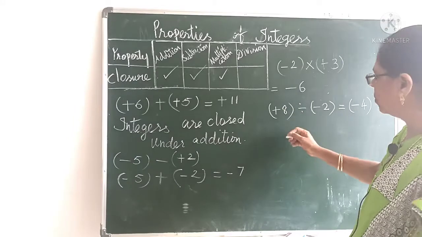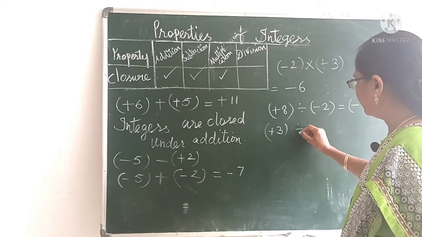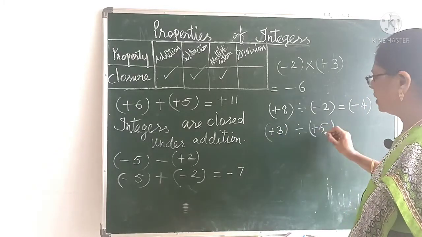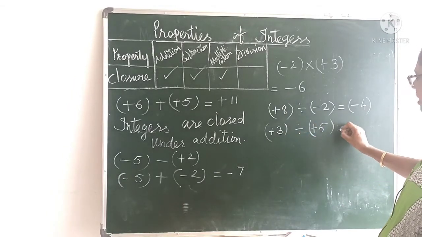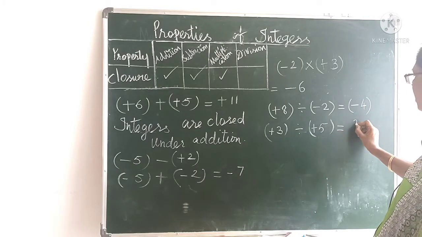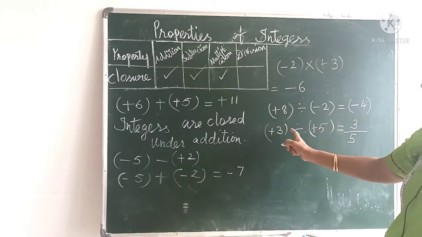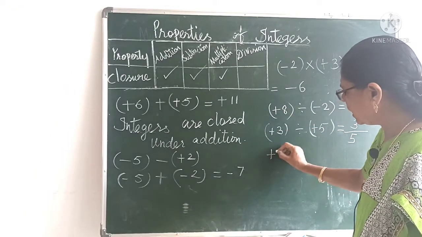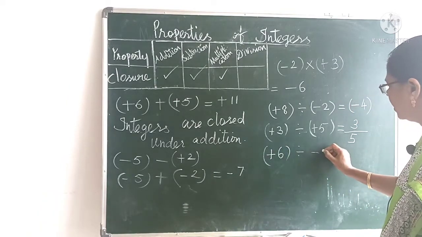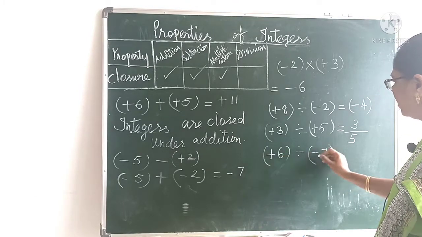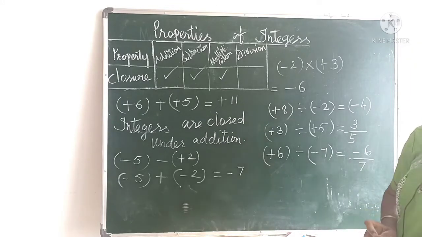Now let us check one or two more questions. Plus 3 divided by plus 5. Both are integers. Plus 3 is an integer, plus 5 is an integer. When you divide these two integers, your answer is 3 upon 5, which is not an integer. In the same way, plus 6 divided by minus 7. Plus divided by minus is minus, and it will be minus 6 upon 7.